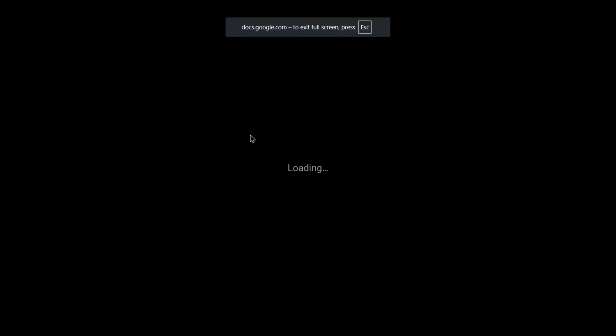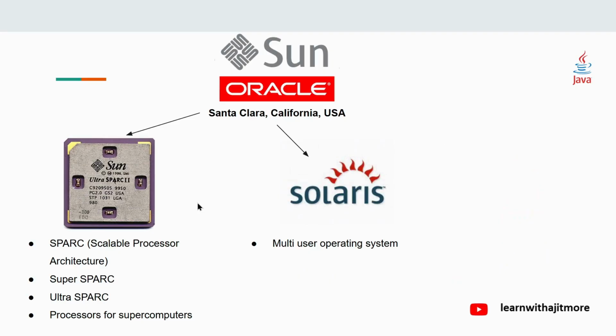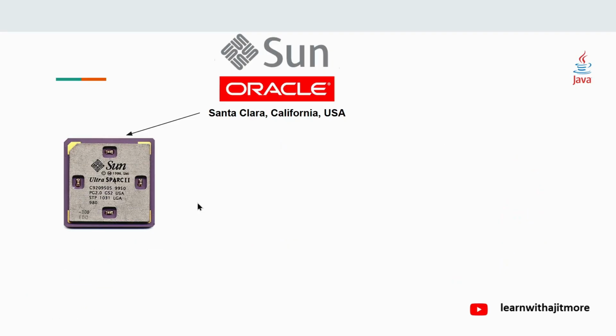So I wanted to tell that this company has come with their own processor, and that processor, as I said, is specially for supercomputers. Okay, so it's called a scalable processor architecture. Why is it called scalable?